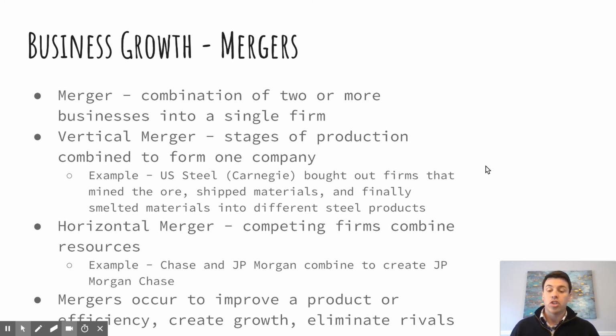Horizontal mergers are very common today within the banking industry. We saw it happen with Chase and JP Morgan, operating as two separate banks and then coming together as one. That brought some benefits in terms of providing efficiency, combining resources, creating new growth, and in some cases just eliminating a rival. Someone that was your competition is now someone that's helping you be more profitable. So mergers are good in that sense.